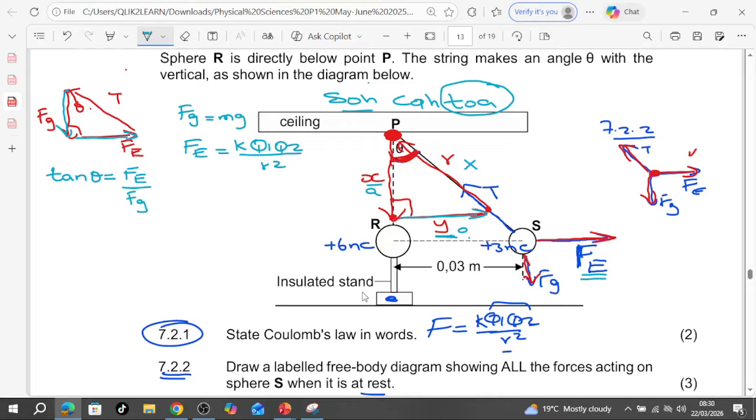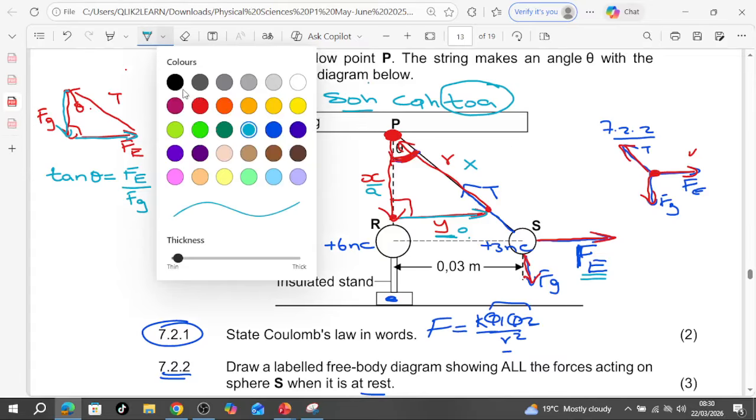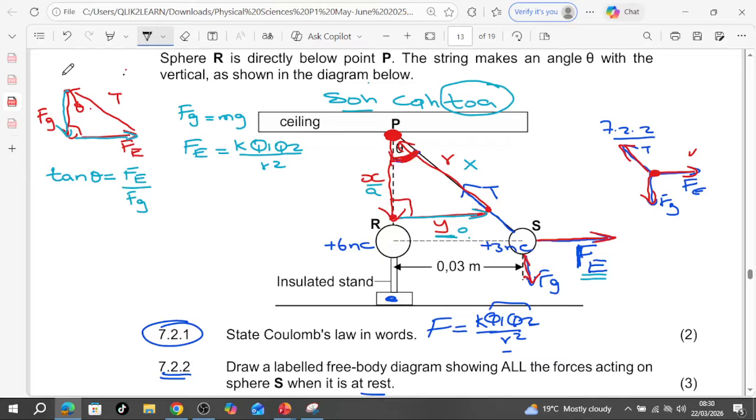So now I know what I need to do. My next mission is to find Fe and Fg, substitute that, then solve for theta. Let's work on that next.